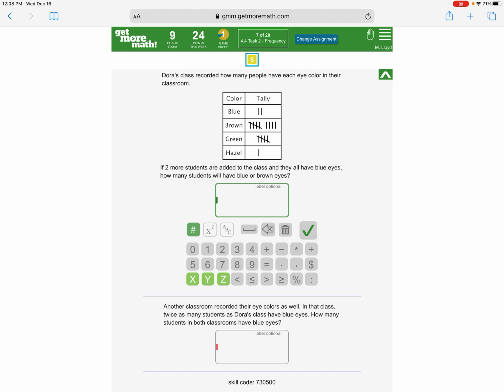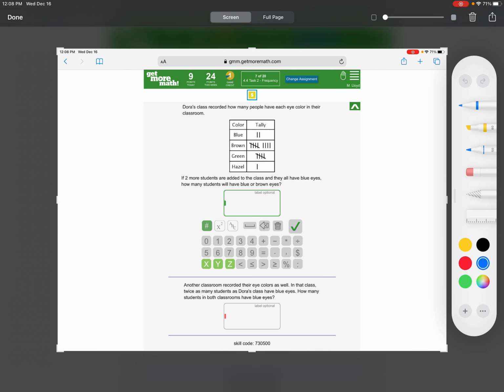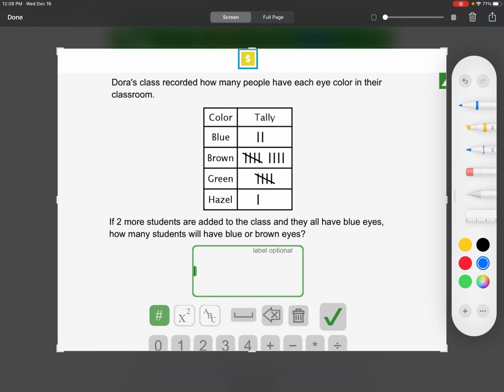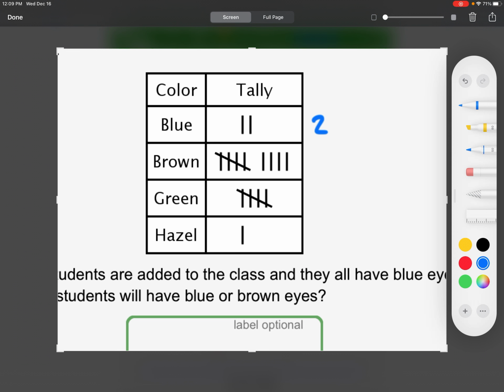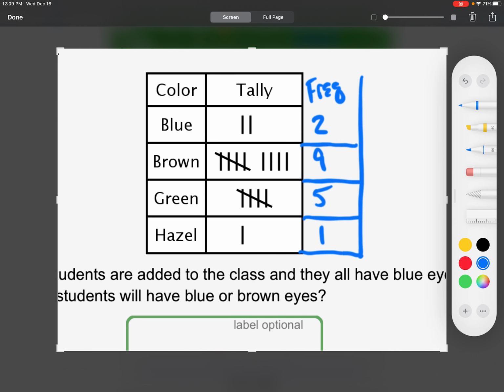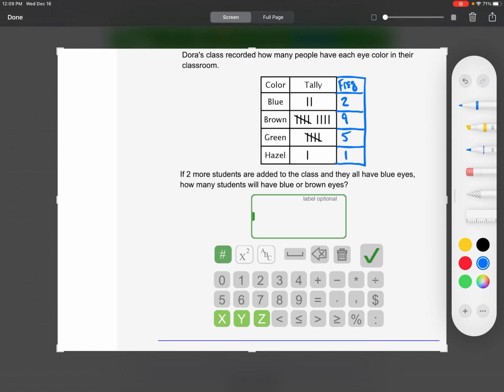Now I'm going to do one last question. Once again, you can time out and stop watching if you don't need this. If you do, then we'll keep tuned in. And this won't be every style of question, but it will be many of them. The last one I'm going to do in the video, though. Dora's class recorded how many people have each eye color in their classrooms. So we have 4 different eye color choices, and you can see that 2 people or 9 people or 5 people or 1 person have, this would be the frequency. So they didn't give you the frequencies, but by all means we can count them up and we would know what they are. So far, so good.